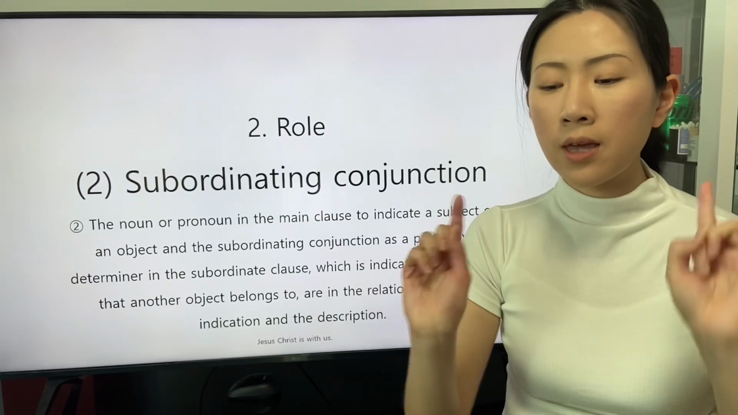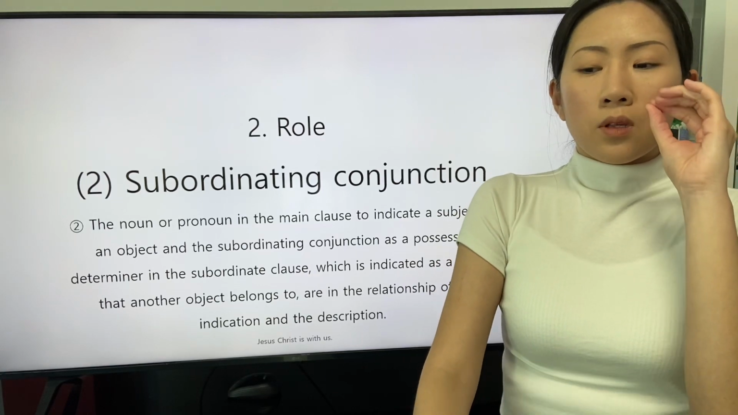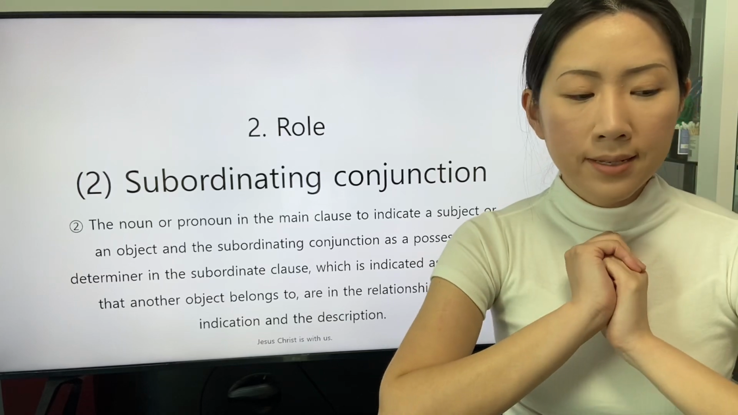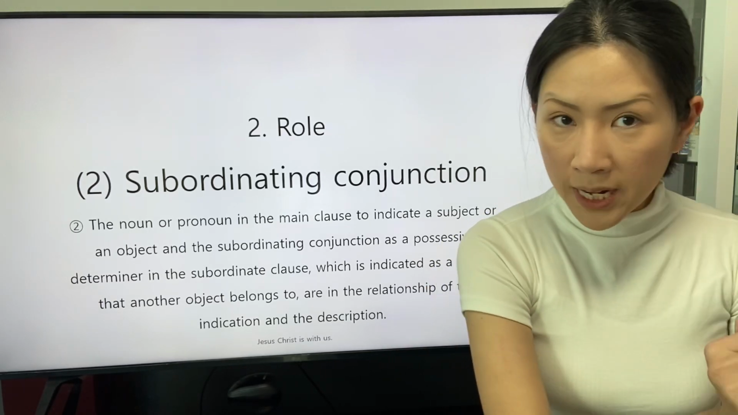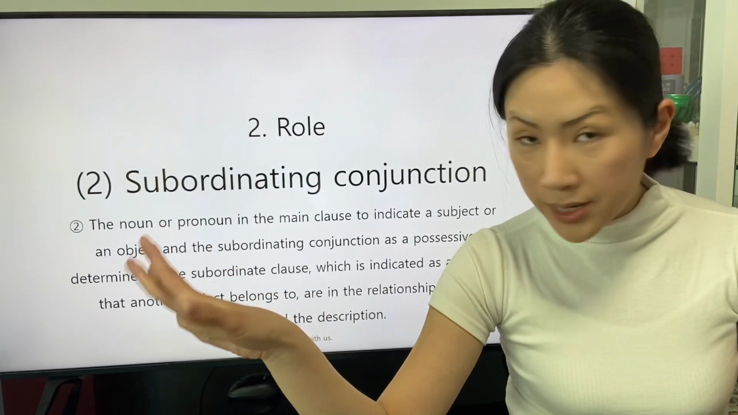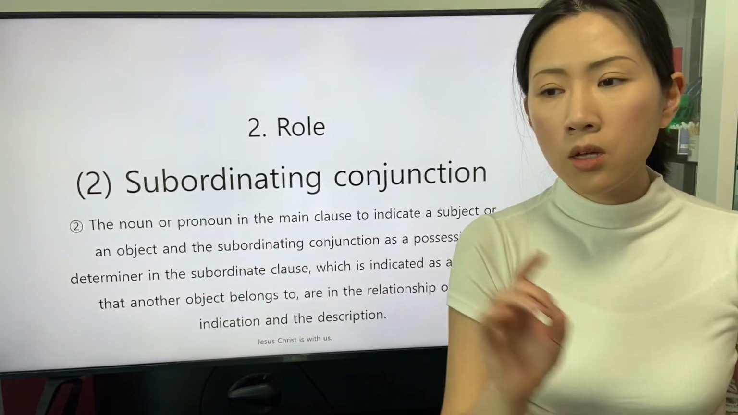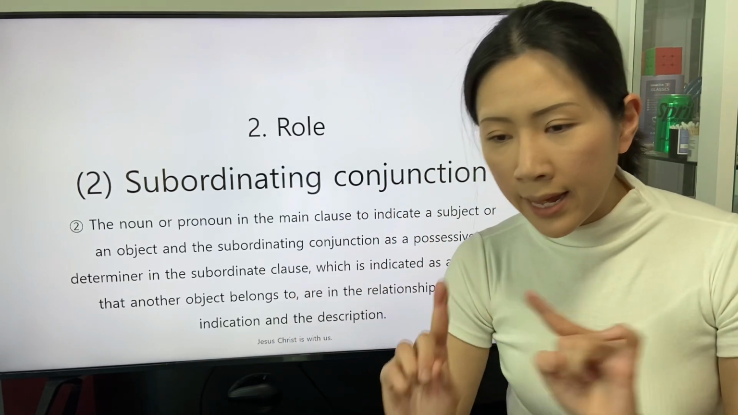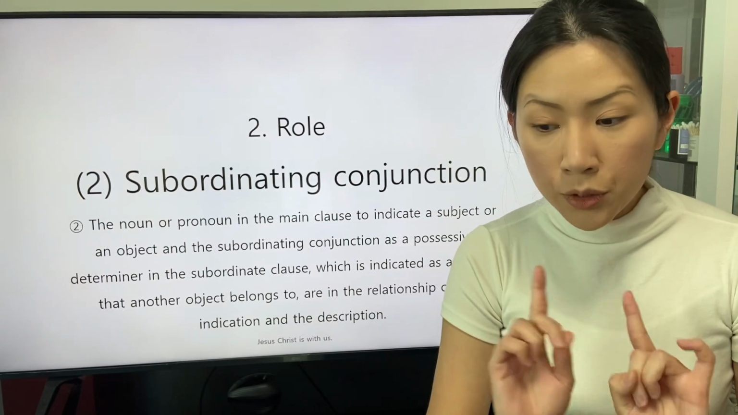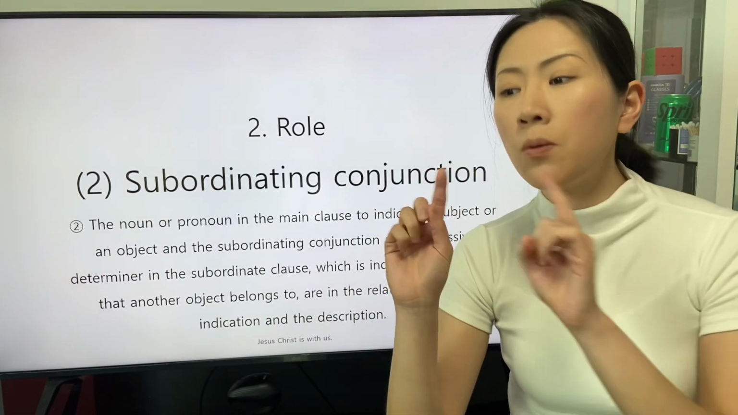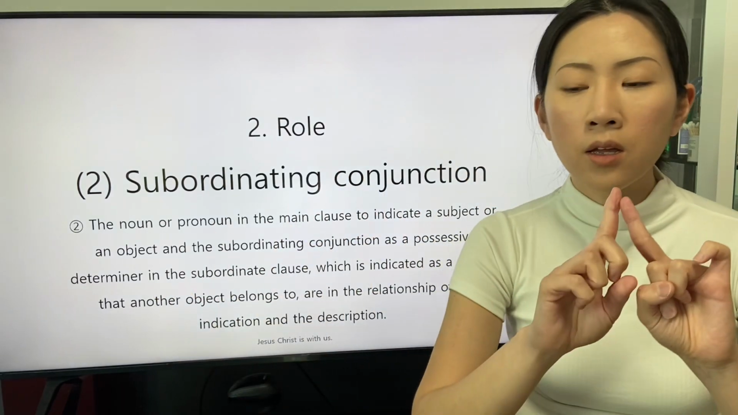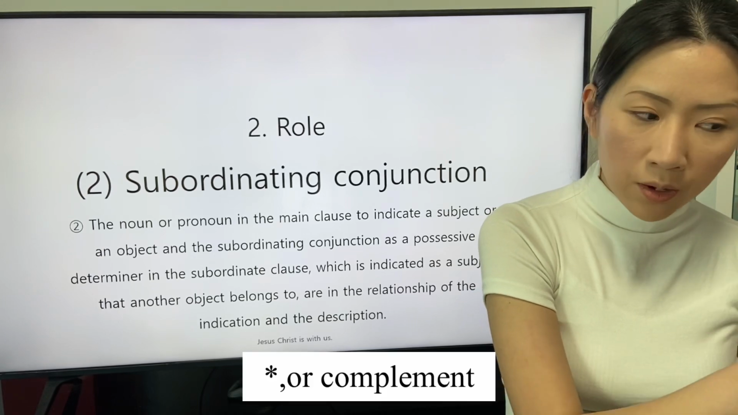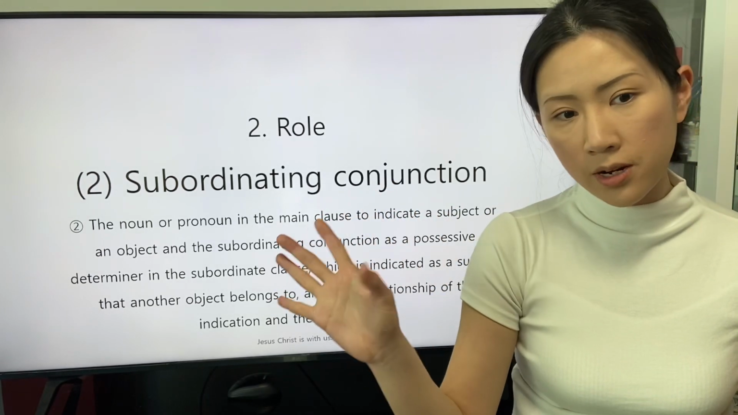So we can understand that the possessive determiner whose sets the range of the subject object that belongs to the precedent in the subordinate clause. We can say that the precedent and the possessive determiner whose are in the relationship of an indication and a description for the subject object that belongs to the precedent.